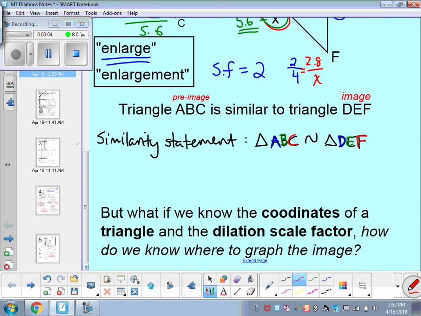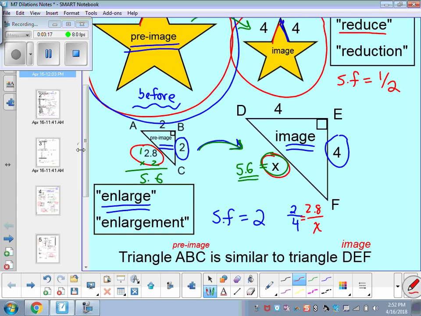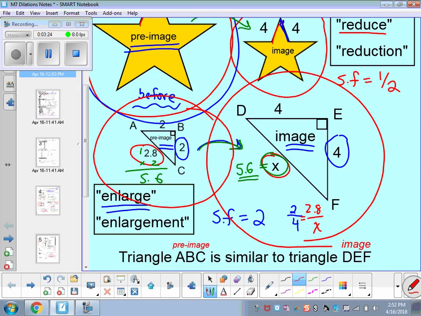So what if we know the coordinates of a triangle and the dilation scale factor? How do we know where to graph the image? What I mean by that is, let's say you have this triangle and you want to double it. Where would you graph this triangle on the coordinate plane? That's what we're going to learn now in our notes. Okay? So in your notes with me, you should be on page 1 of the notes. So let me go over.